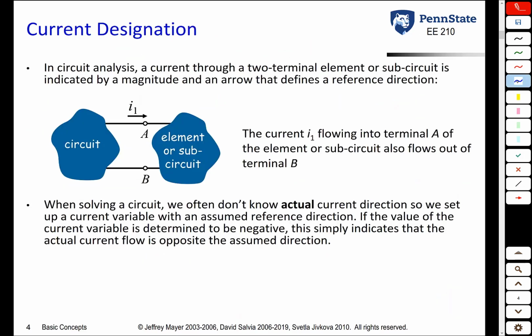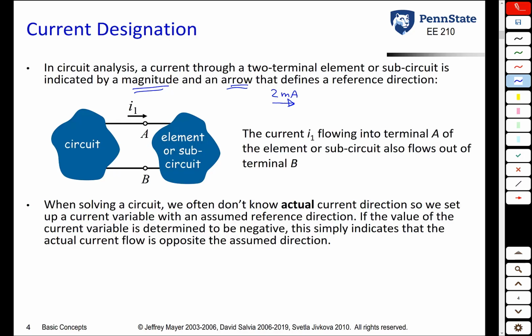So let's talk a little bit about current designations in a circuit. When we talk about current, you need 2 pieces of information. You need to know the magnitude, how much current, 1 milliamp, 2 milliamps, 5 milliamps. You also need to know the direction. So you always have a magnitude and an arrow. For example, you might say that the current is 2 milliamps, but then you also need to have a direction. Without the direction, the magnitude of the current really is meaningless.